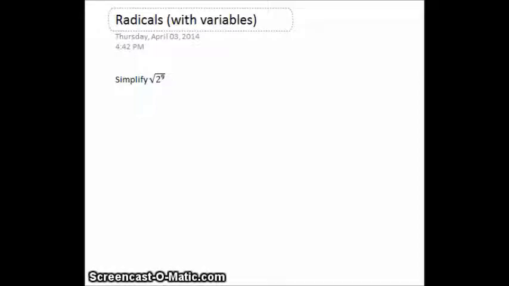This video is about simplifying radicals with variables. In a previous video we talked about how to simplify a radical without variables, meaning if we have some kind of integer and we take the square root of it, what's another way, a simpler way to write that square root? We're going to basically be doing the same thing here.